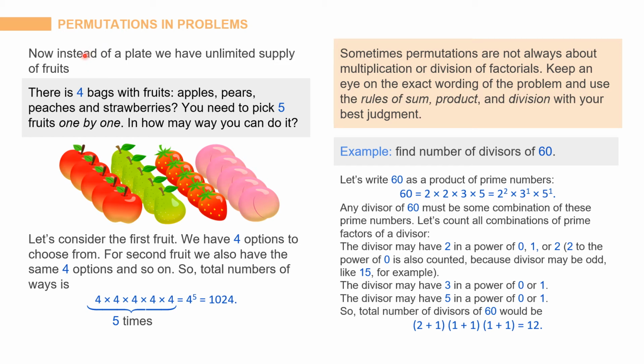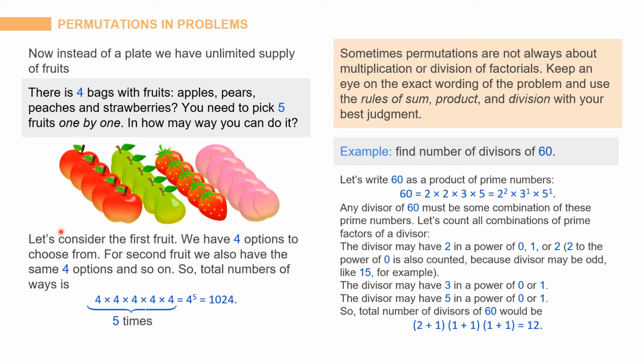So we've often been talking about having a limited supply of fruit, but what if we had lots of fruits? So our choices from one selection to the next aren't limited. We never run out. So suppose we have 4 large bags with fruit, lots of apples, pears, peaches, and strawberries. So we need to pick 5 fruit one by one. In how many ways can you do it?